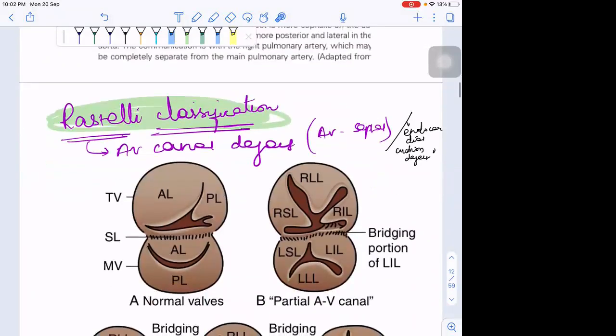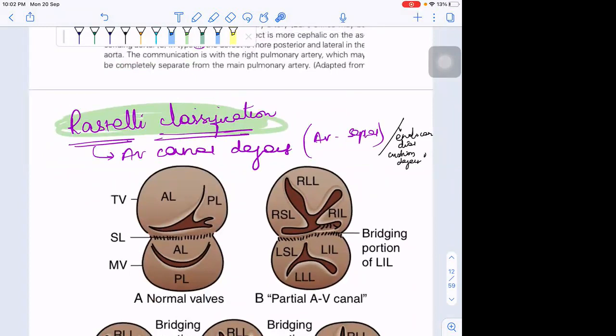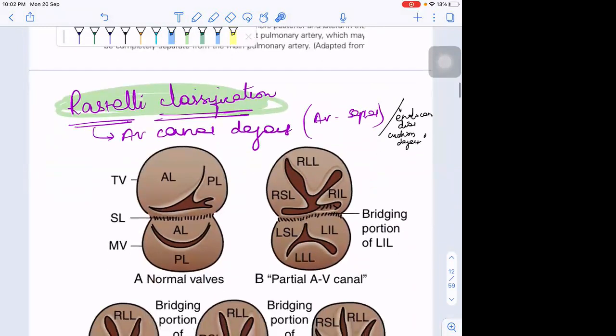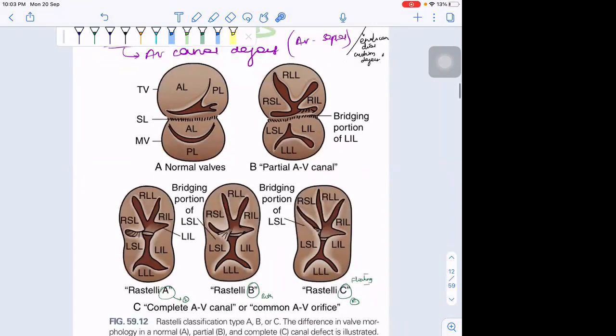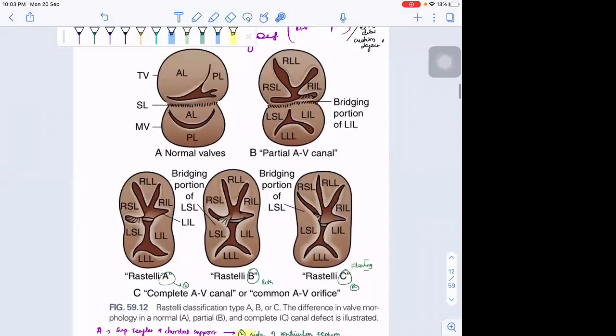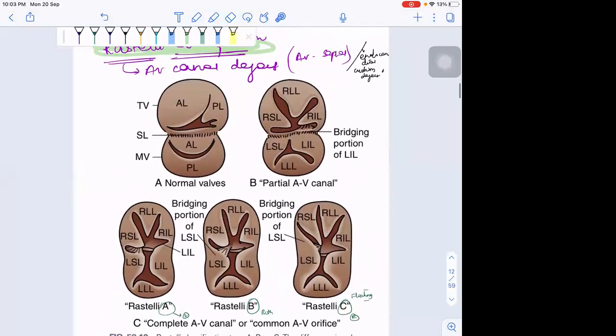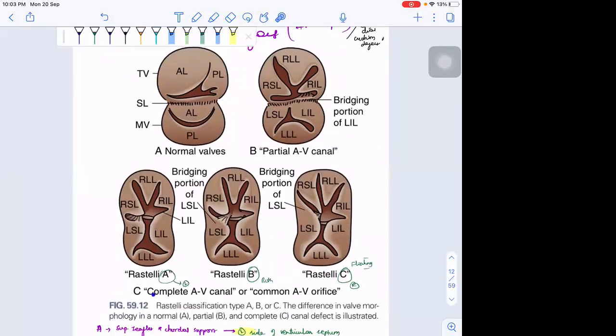Number two, I'll come to the Rastelli classification. The Rastelli classification is for AV canal defect. AV canal defect is otherwise called AV septal defect or endocardial cushion defect. Concentrate on what I'm telling. This diagram shows normal valves, P is the partial AV canal, and C is the complete AV canal.